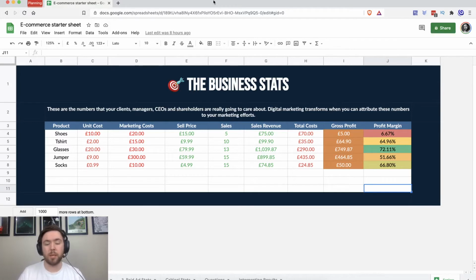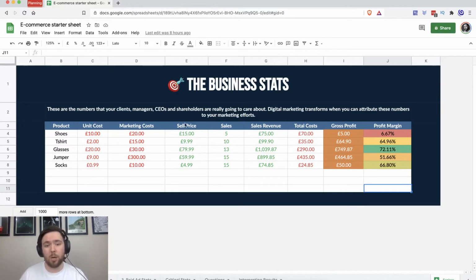Sales revenue. So for those 5 sales, if we multiply that by our sale price, that's going to give us our sales revenue. So how much has that product brought in for all of those sales? And then next to that is the total cost. So to sell those 5 products, what is the total amount that we have had to spend, including our unit costs and our marketing costs?